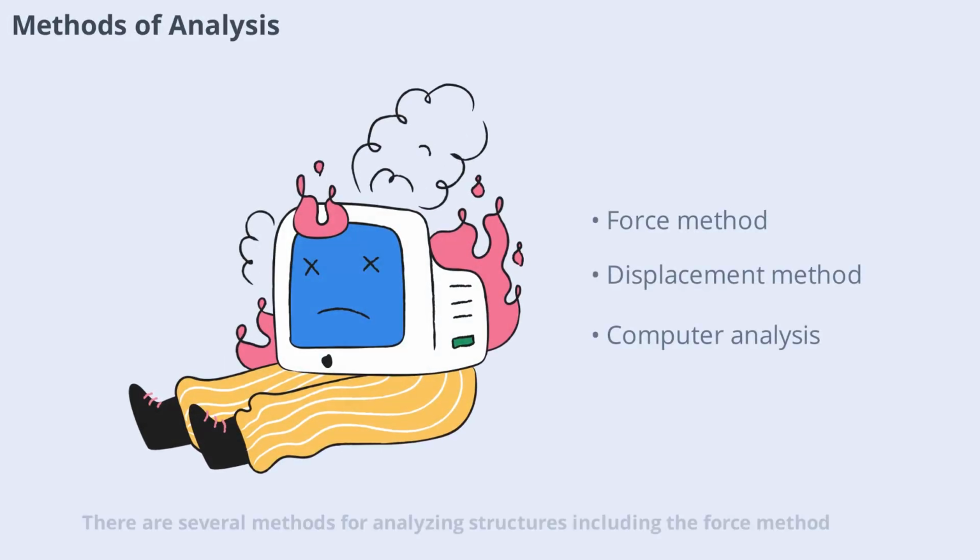There are several methods for analyzing structures, including the force method, displacement method, and computer-based techniques. The force method focuses on balancing forces, while the displacement method looks at how structures deform. Modern engineers often use software to handle complex calculations, making analysis faster and more accurate.